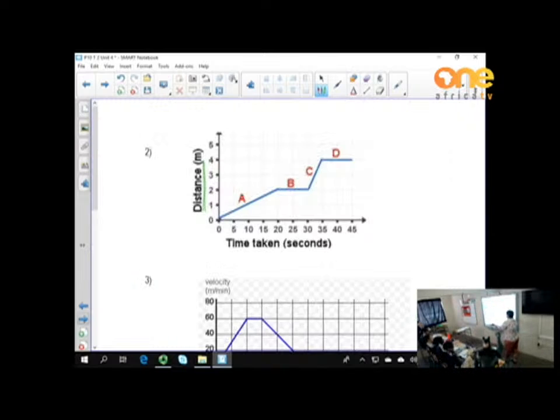Now, a car starts from rest, and it travels at constant speed for 20 seconds, covering a distance of 2 meters. Yes? Well, it doesn't really matter. Speed is fine. Okay? Then, what has he done over here? Yes, he stood still for 10 seconds.